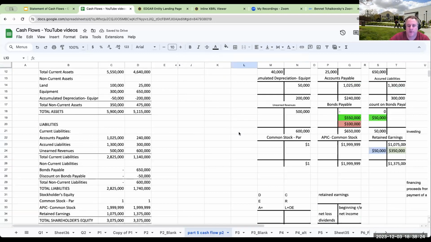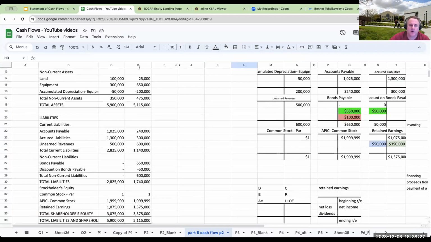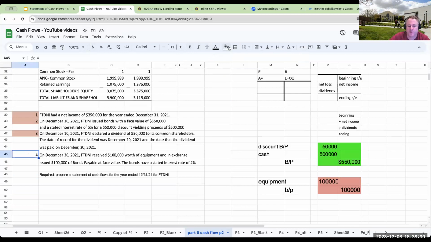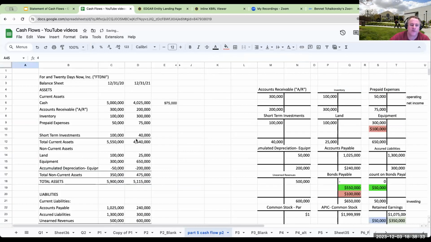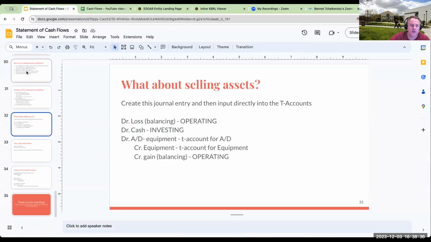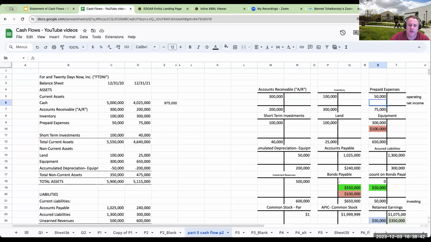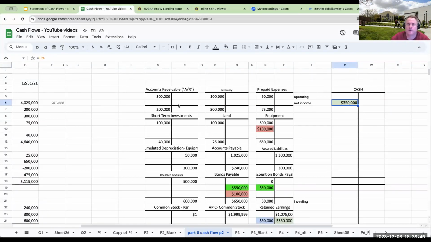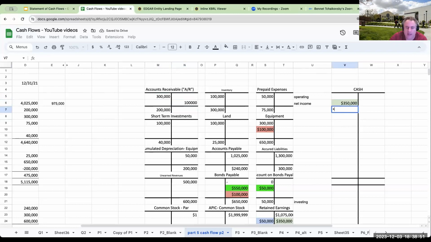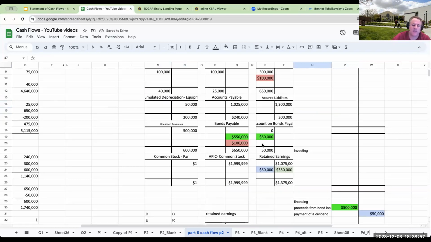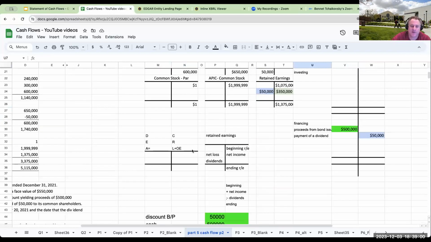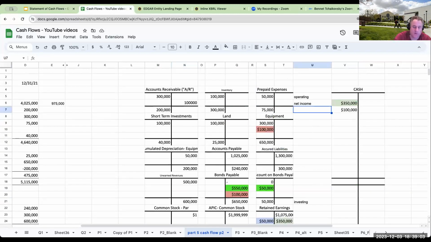Let's now start taking a look at our next phase. We've dealt with all the additional information. Let's go through and look at our next part. Now we're going to reconcile all of the T accounts. Accounts receivable, right? I'm going to go a little bit faster on this. It goes from 300 to 200. I'm going to do the opposite to cash. When I describe it, I'm describing what's happening in the T account. If I'm crediting an asset, it basically means it's decreasing. It's going to be a decrease in accounts receivable.